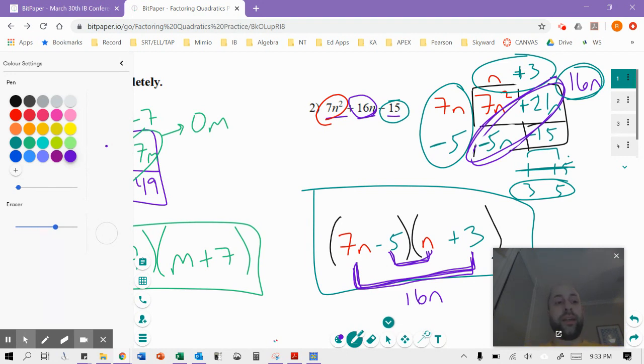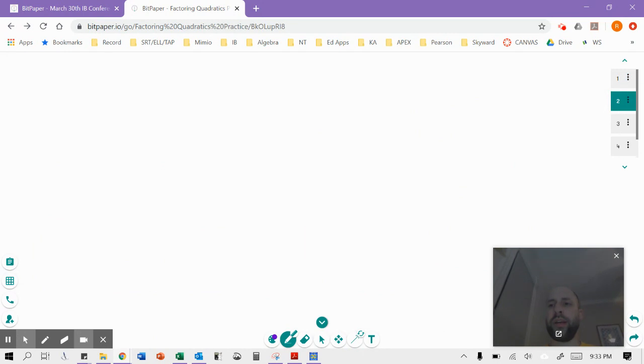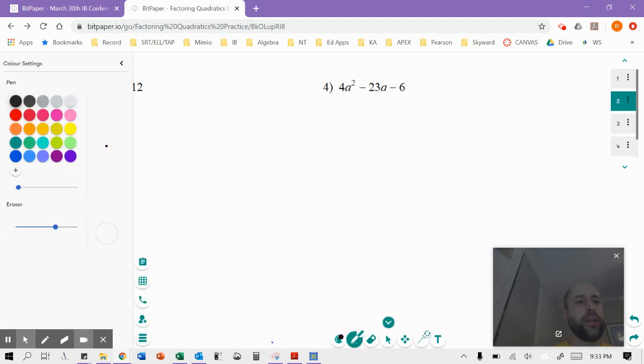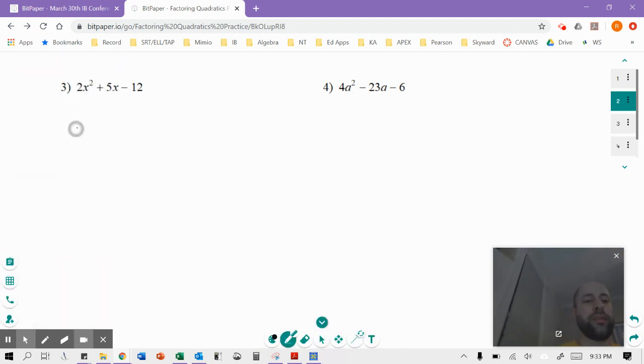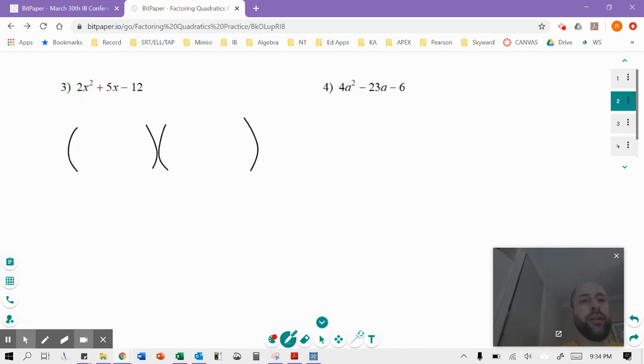So let's go ahead and check out a couple more here together, and then I'll have you try a couple. So number 3, let's try this one without the box. Let's just go ahead and do it with parentheses, for those that are annoyed with the box at this point. So remember, this first term comes from multiplying these two things together. So to get 2x squared, the only way to do that is to have a 2x and an x.